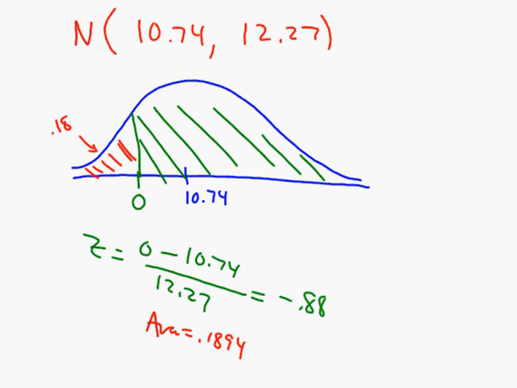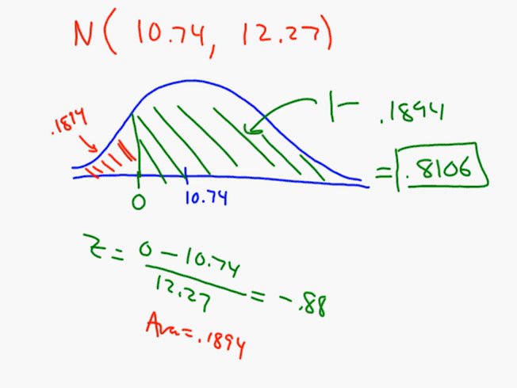So this area here is 0.1894. We want the area above that. So the desired area is going to be 1 minus that number, or 0.8106. Okay? So he has an 81% chance that his investment's going to give him some kind of positive rate of return.